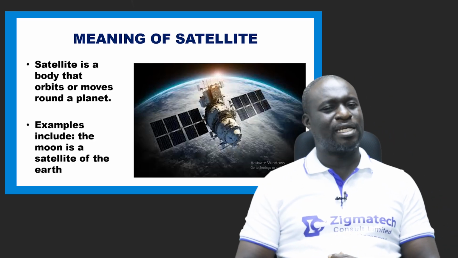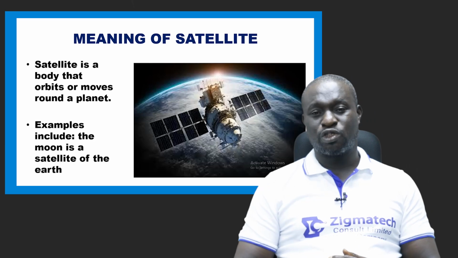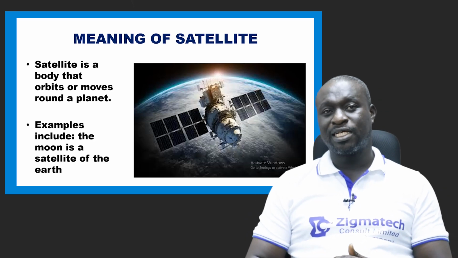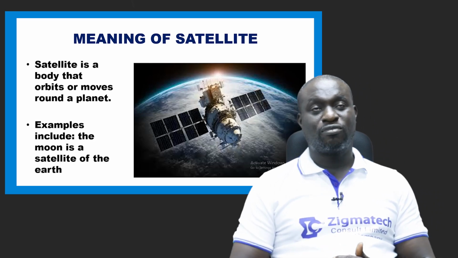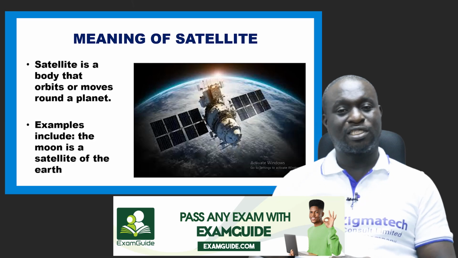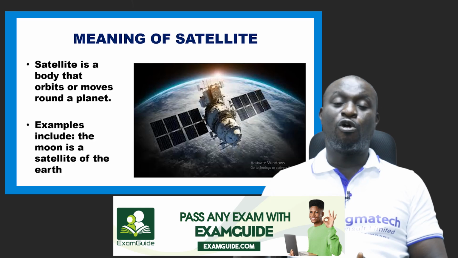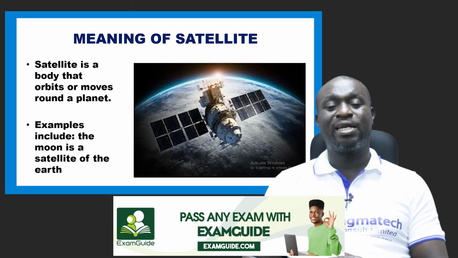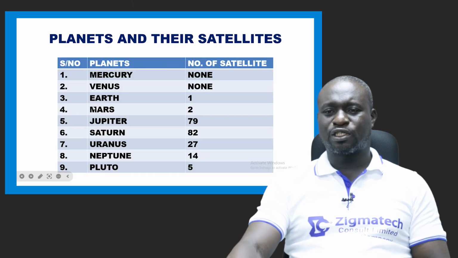We have different examples of satellites. We have the moon, which is an example of a satellite. We have weather satellites. They are also objects that revolve round. These are mainly artificial satellites. Okay, now let's take a look at some of them.